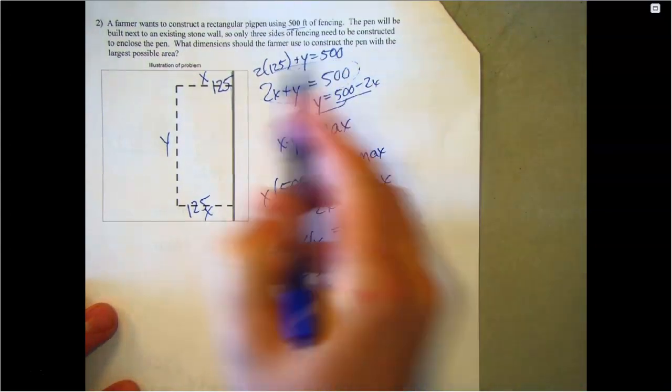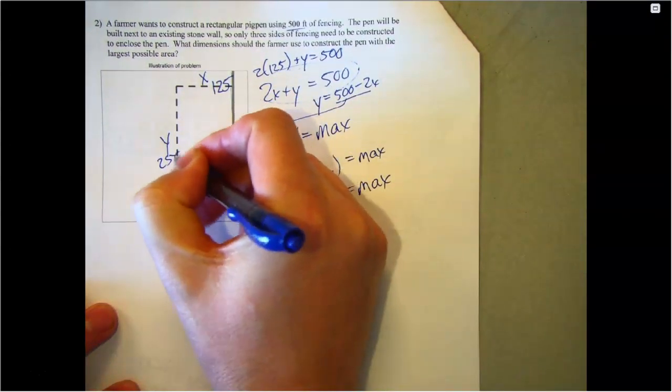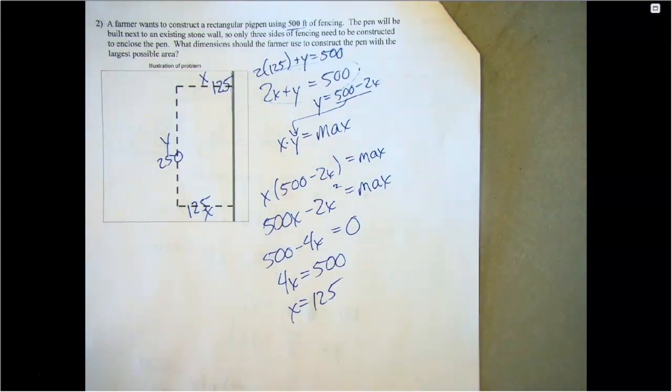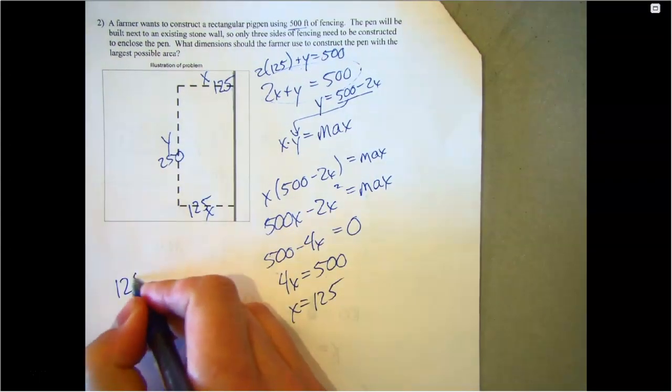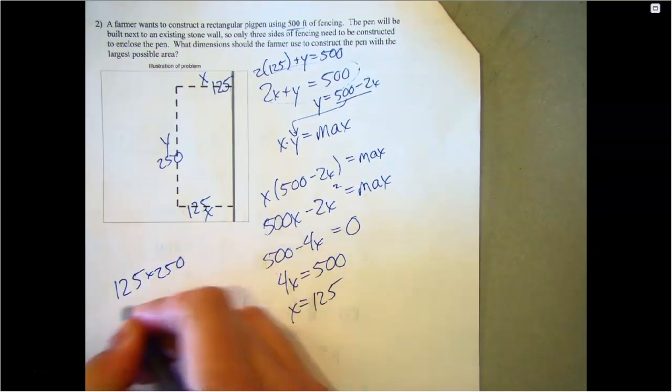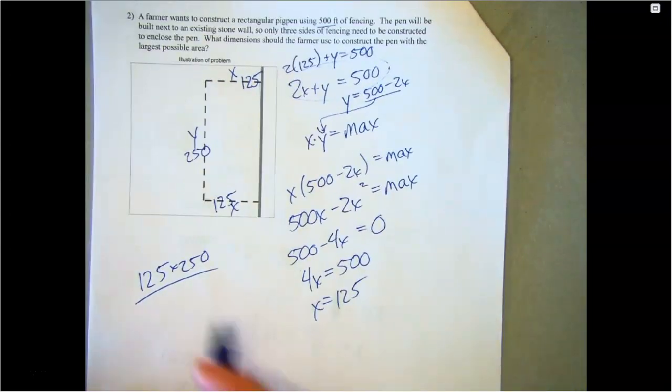So if I solve that, I will get 250. And then I can ask two things. I can say, what's the largest area? Multiply 250 by 125 and see whatever that is. This one says, what dimension should we use? So you're just going to say it should be 125 by 250.